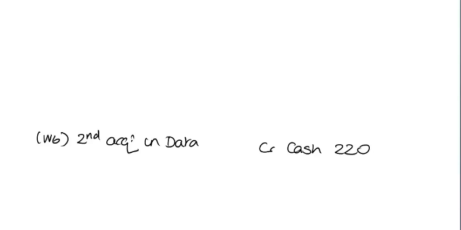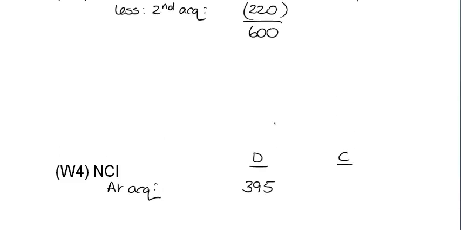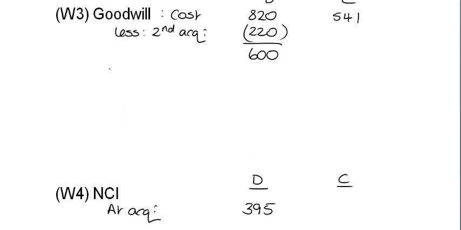At acquisition, the fair value of the NCI was 395. So we go to the NCI, we're going to have an NCI for data and an NCI for captive. And I'm going to say at acquisition for data, 395 goes into my NCI calculation and also into my goodwill calculation, and that's worth another mark if we pick that up on the exam.